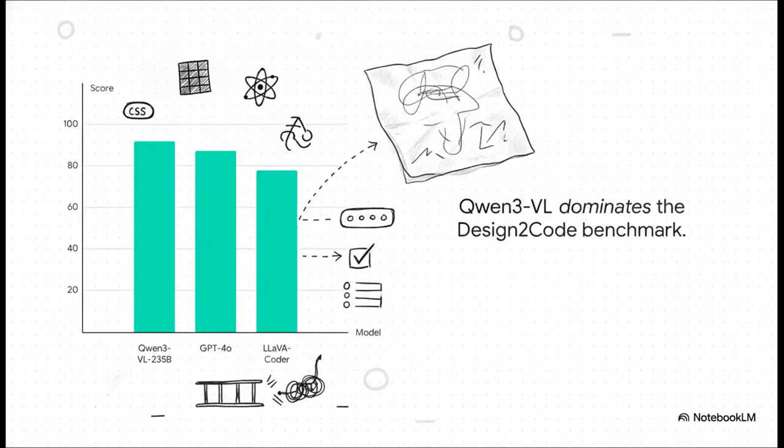And when it comes to visual coding, remember that napkin sketch we talked about earlier? Qwen3-VL utterly dominates. Just look at the Design to Code benchmark, which tests turning mockups into actual production-ready code. Qwen3-VL scores a massive 92.0. GPT-4o comes in at 87.5, and specialized coding models like LlavaCoder are trailing way behind at 78.0. Qwen3-VL naturally understands CSS grid, Flexbox, React structures, and UI components with a level of precision that honestly feels incredibly close to a human developer.